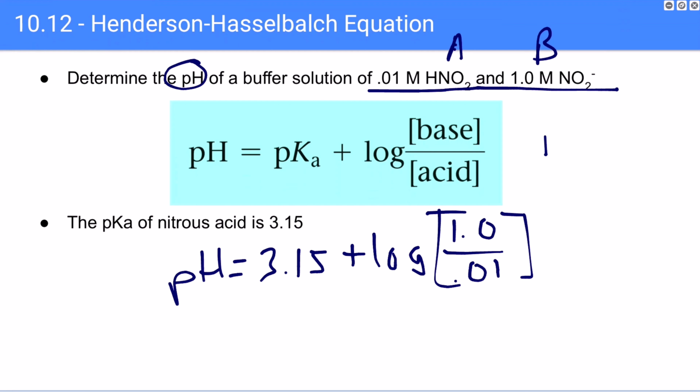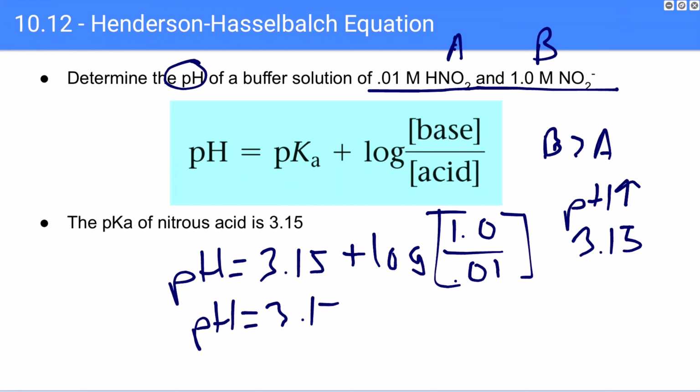Now, the base is in higher concentration than that of the acid, so the pH should be a little bit above 3.15, should be a little bit higher than the pKa that's listed here. So let's find out if that's true. So pH is going to equal 3.15. I'm going to simplify this just a little bit. So we'll take 1 divided by 0.01, and we'll take the log of that value, and what we get is 2. All right, so pH is 3.15 plus 2, so that is 5.15.